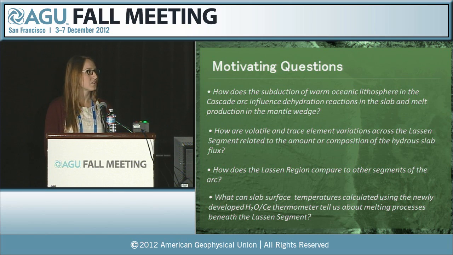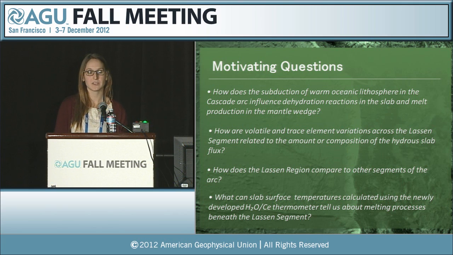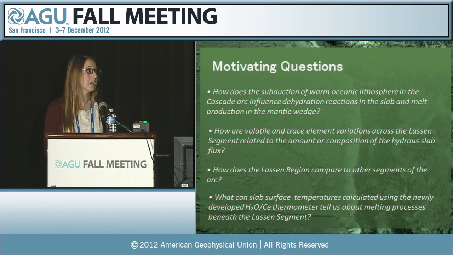We're going to try to answer this by looking at the volatile and trace element variations across the Lassen segment of the Cascade Arc in particular, to see how this could relate to the amount or the composition of that hydrous slab component. We'll also look at how the Lassen region compares to the other segments of the arc briefly.